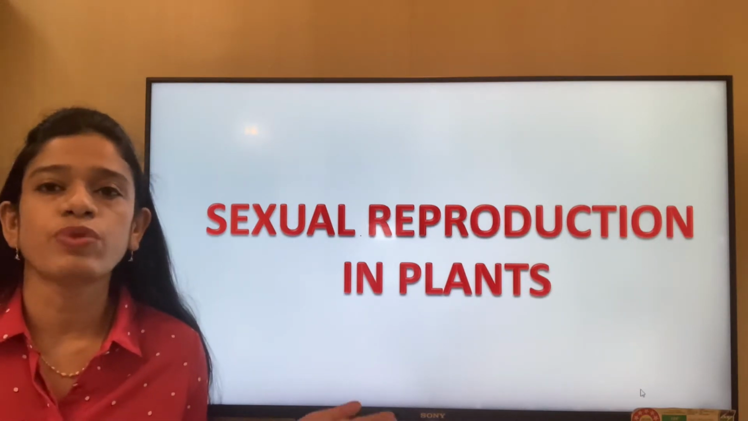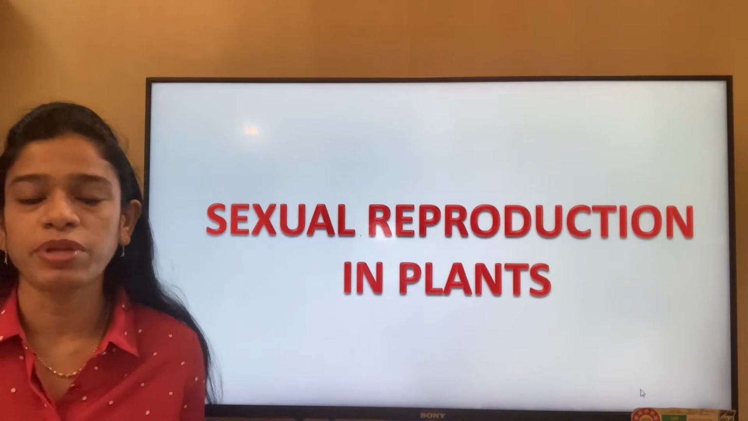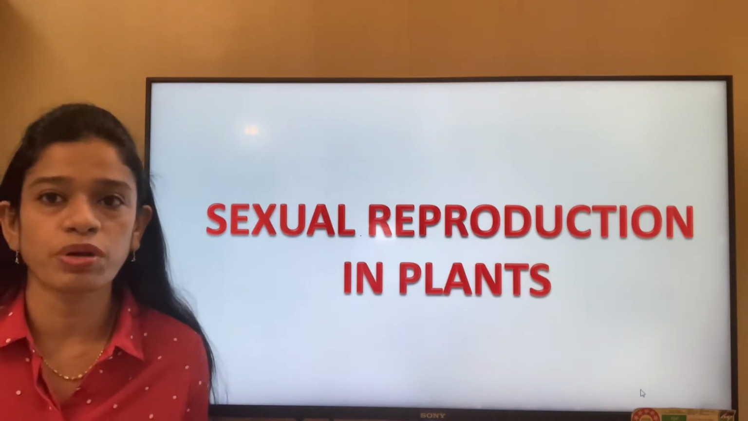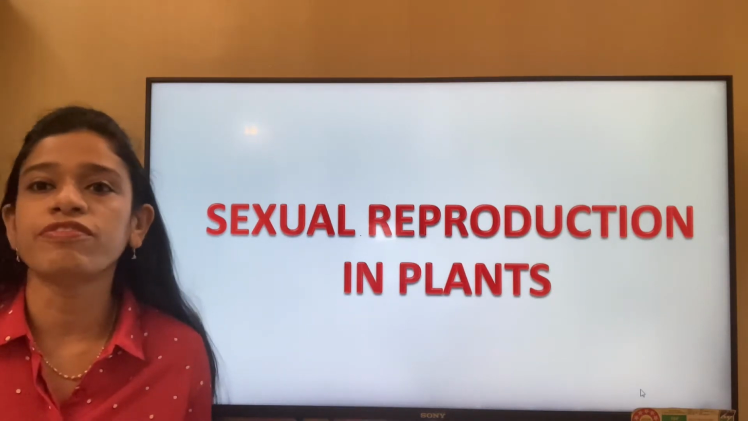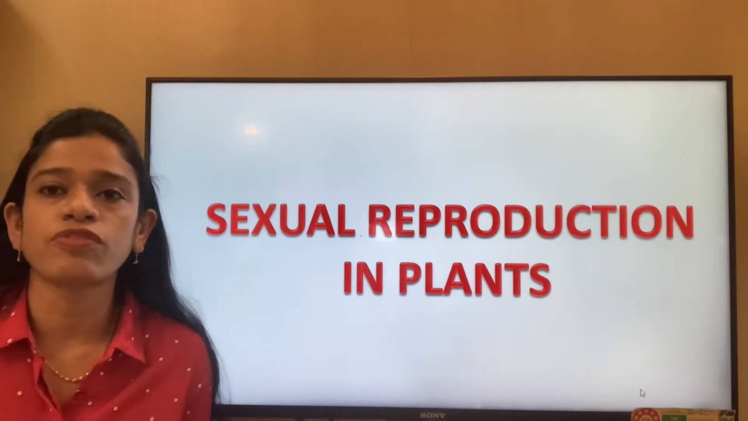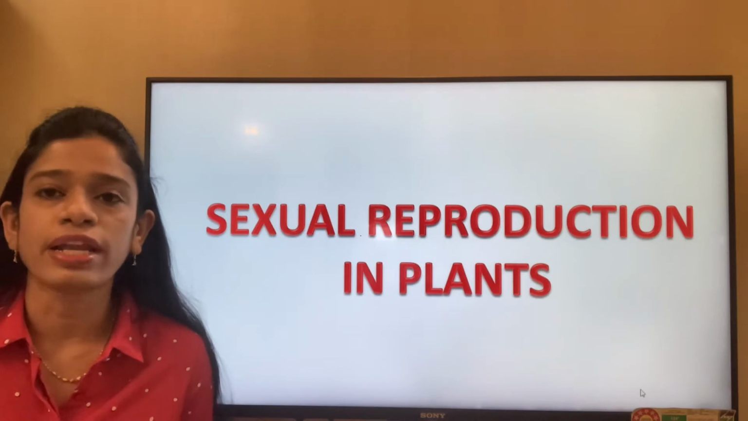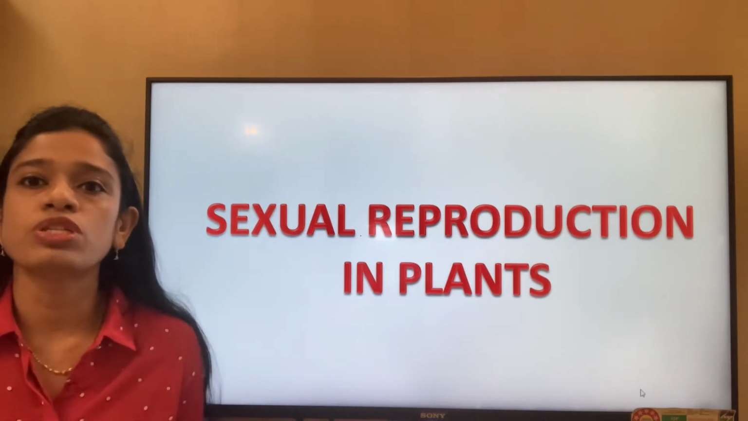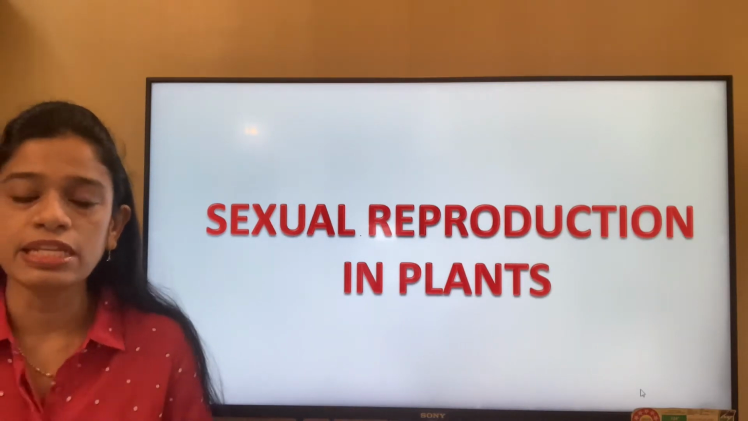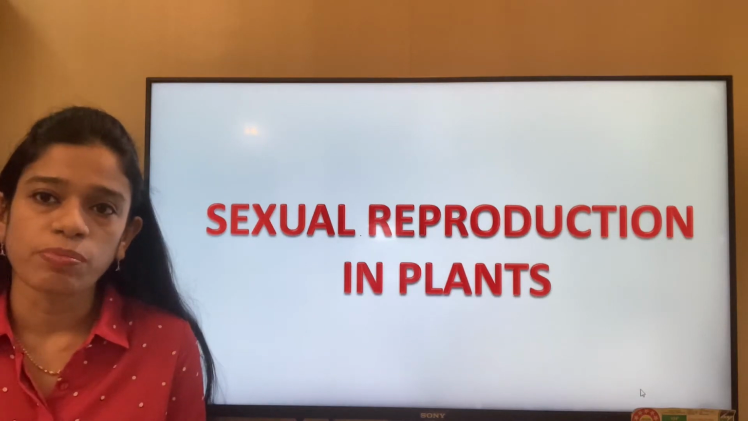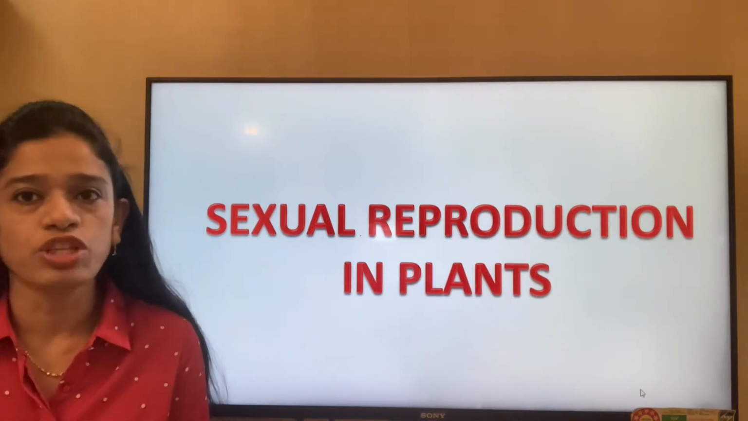Even in plants, we see sexual reproduction mostly in the angiosperms, which are the most highly evolved plants among all the plants of the plant kingdom. If we go through the plants, the angiosperms are the most highly evolved. So if sexual reproduction is seen in plants, it is for the angiosperms.